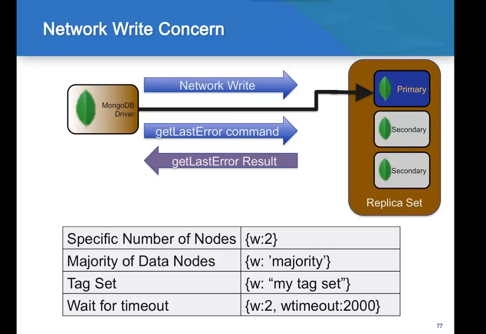Now, one of the things you'll notice is that you can also say this for a tag set. Again, tag sets are beyond this talk, but if you want to specify a tag set that specifies specific nodes, you can do that with a network write concern as well. The other thing is that this write might time out. You may send it to the primary, and for whatever reason, it can't get to a majority, or it can't get to a secondary. Well, it'll wait forever. If you set a timeout, then when the timeout expires, you will get an error back in your application, and you can handle it appropriately.